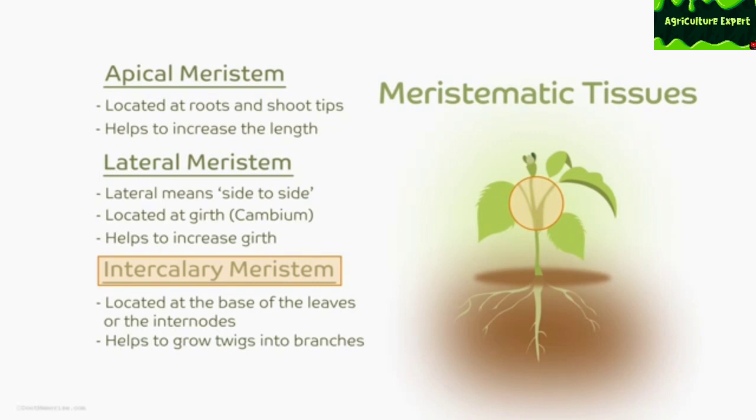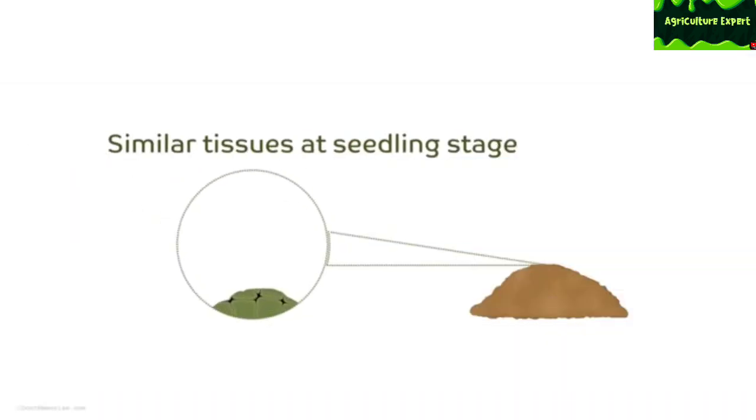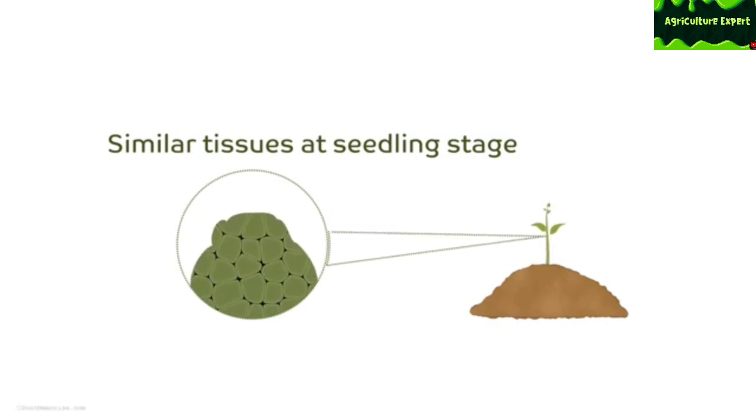As these tissues are very active, the cells in these tissues are filled with cytoplasm. They require a lot of energy and nutrition to carry out the various functions of the tissues. But do you know something interesting? At the initial stages, these tissues are not differentiated into any specific types.